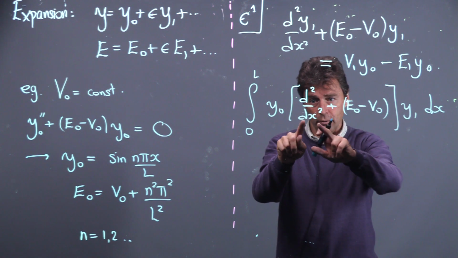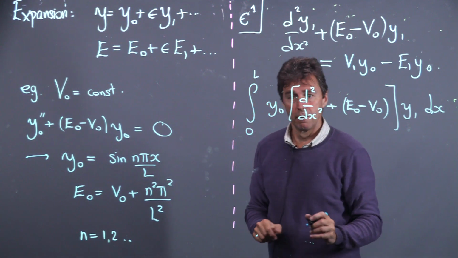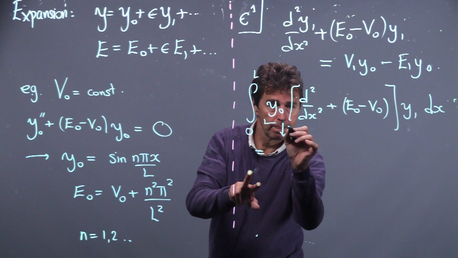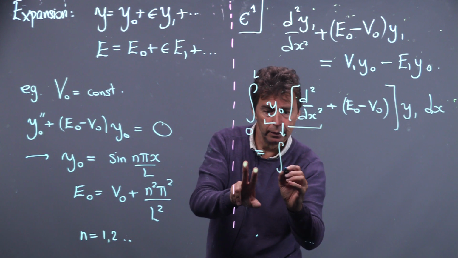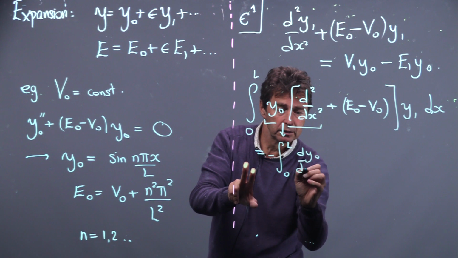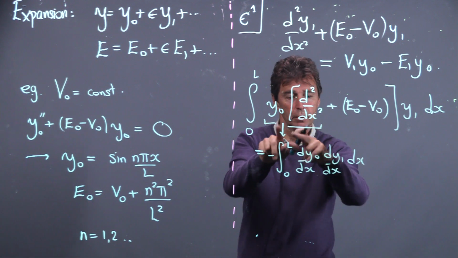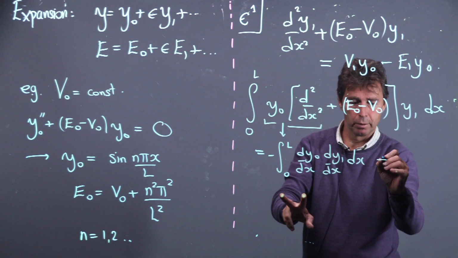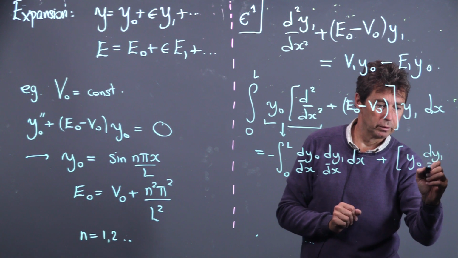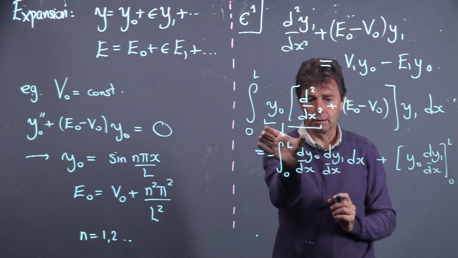Because what I want to do is flip these derivatives over from the y1 to the y0 and then use this equation. So let's just have a quick look at that. By integrating by parts, this term here, only that term, is going to be minus the integral from 0 to L of dy0 dx, dy1 dx, that's integrating by parts, and then there's a boundary term, which will be plus y0 dy1 dx, evaluated at 0 and L. Right, so that's integrating this term by parts once.